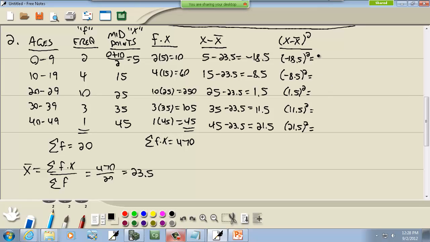18.5 squared is 342.25. 8.5 squared, 72.25. 1.5 squared gives us 2.25. 11.5 squared gives us 132.25. And 21.5 squared gives us 462.25.